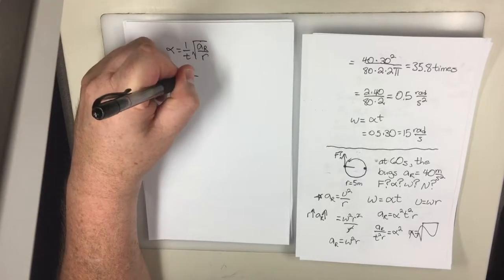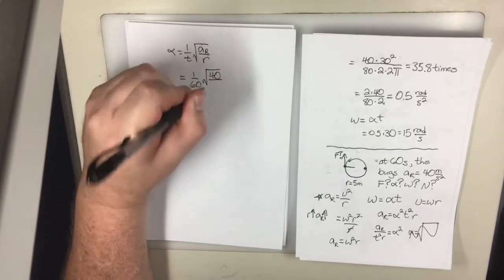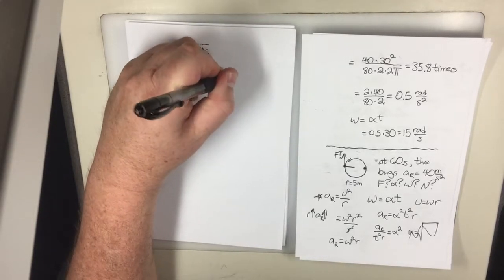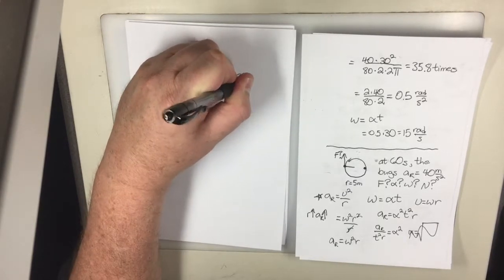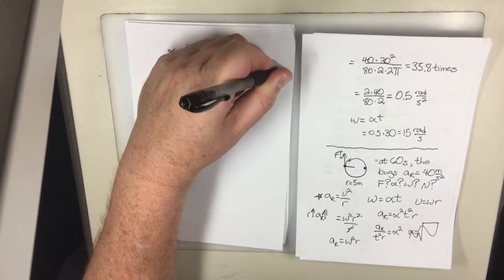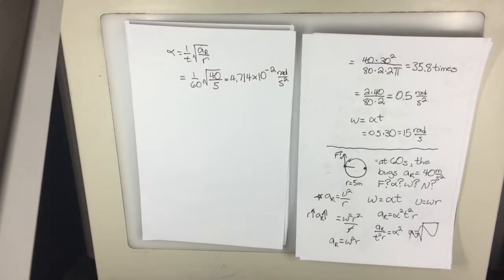And this gives you 1 over 60, 40, 5, and my answer is 4.714 times 10 to the negative 2 radians per second. I'm writing it out to a few more digits so that I don't get bit rot, or as much bit rot as could happen.